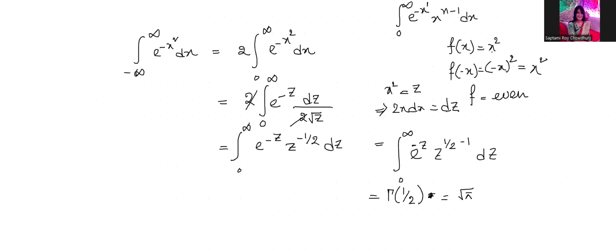That is the answer. So this kind of problem in the gamma function is very, very important. Then find out the answer of this kind of problem: integration 0 to infinity e to the power minus 4x dx.